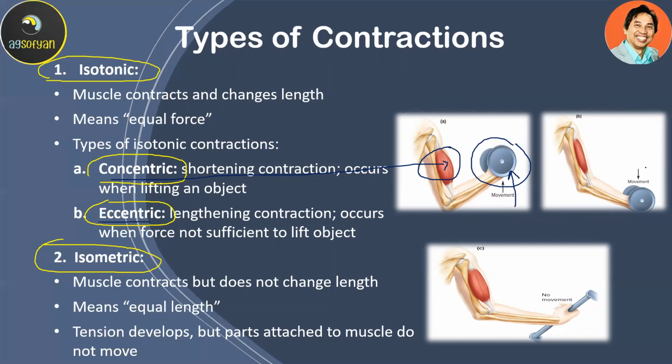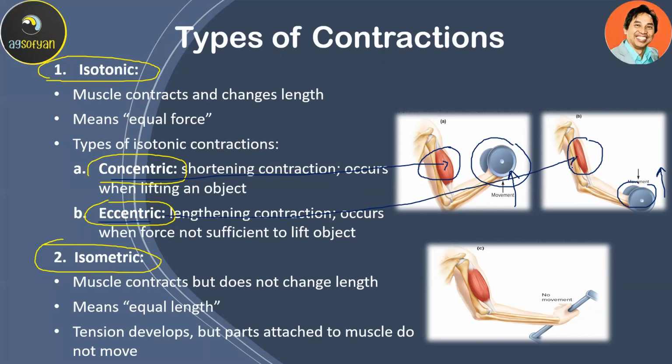The second type of isotonic is called eccentric. This is when the object is really heavy. We try to move it up, but we cannot do it because it's too heavy, for example. But our muscle over here is contracted, trying to move this one. So this is what we call eccentric.